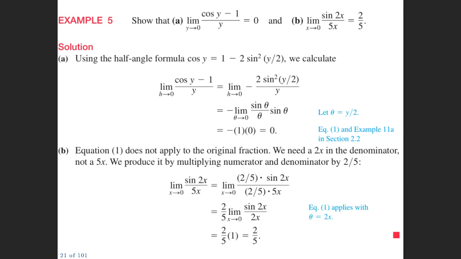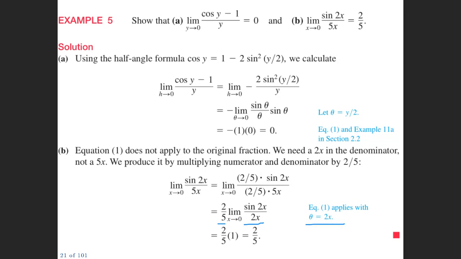Now let's look at part B. We have sine 2x divided by 5x. We need to change this so that we can use the previous theorem. If we take a factor of 2 over 5 out, then we're left with sine 2x divided by 2x. That's just the same as the previous theorem, except we have 2x instead of theta.